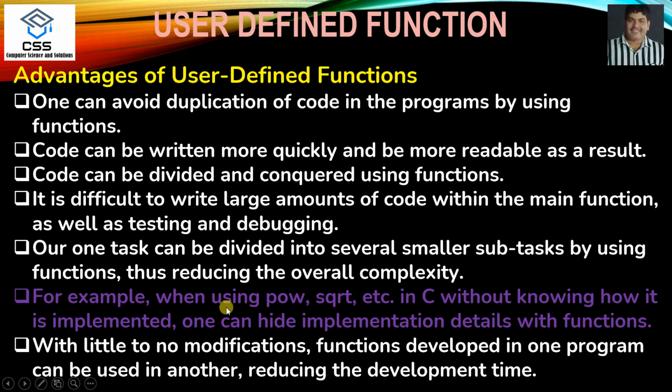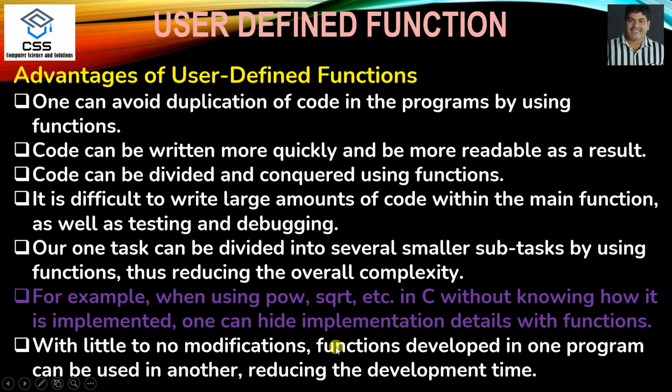For example, when you use power or square root, predefined mathematical functions in C, without knowing how they are implemented, one can hide the implementation detail within the function. Means how the power function works, how the square root function works, we don't know. It is defined in the header file. By knowing the syntax, we use it. Means we only use the calling part. The called part was developed at the time of manufacturing of the C compiler, means the mathematical functions. We call the function, we get the result.